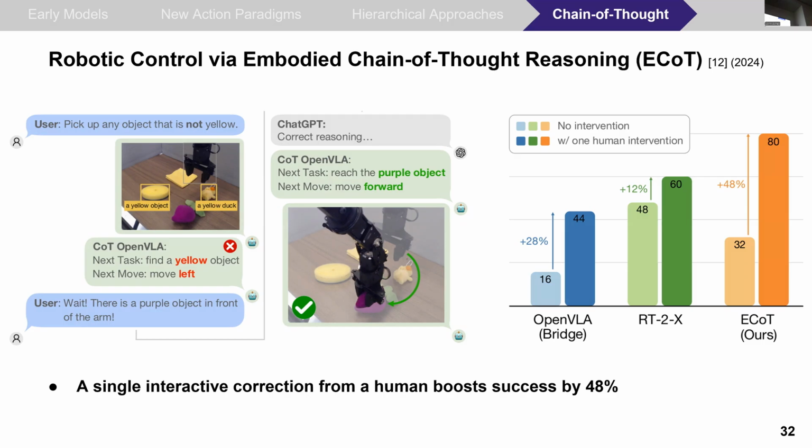And while this might seem like a little bit of a silly example, you can imagine that if just a single correction can actually help the robot reason and recover from a failure case, that's actually a pretty interesting result for anybody doing the human in the loop type of robotics.